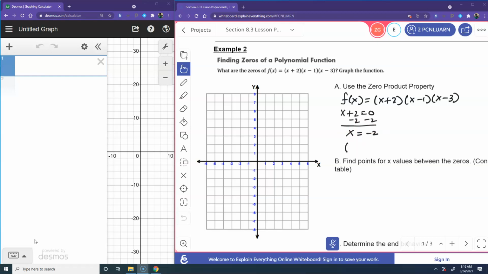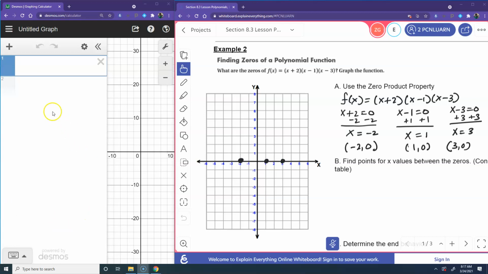So the first zero is negative 2, 0. The next zero is x minus 1 equals 0. You add 1 to both sides. So you have x equals 1. So the next zero is 1, 0. And then the last one, we have x minus 3 equals 0. Add 3 to both sides. So you have x equals 3, so you have 3, 0. That's the last zero. Now we just have to find the points that are in between.